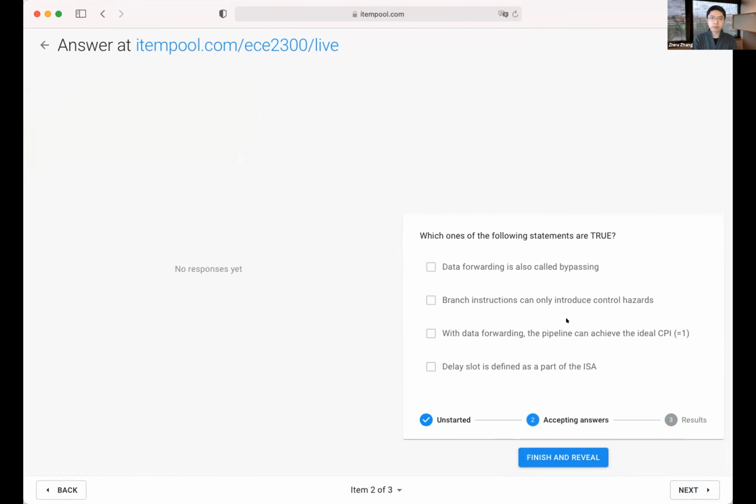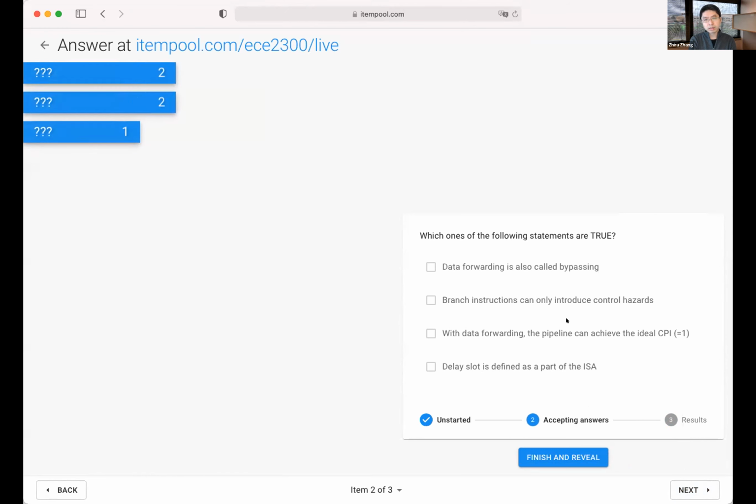Just want to refresh your mind about what we covered last week. We have been talking about pipelining, data forwarding. We have covered quite a few different things: bypassing, control hazard, CPI, delay slot. Mark which one of these statements are true. This is a multi-choice question. This is going to be really helpful for you guys to refresh your mind, and some of the things will be discovered again in today's lecture.